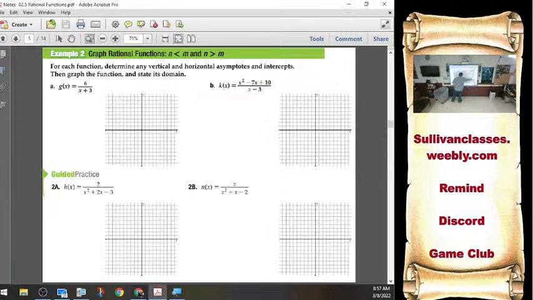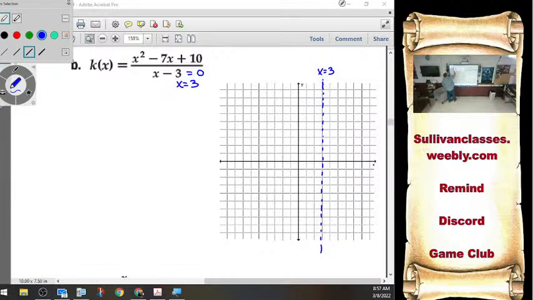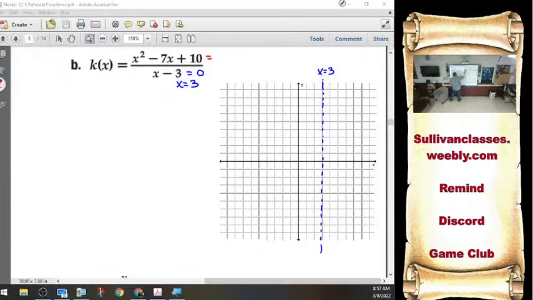Contestant 2. Set my denominator equal to 0. Got a vertical asymptote. What else can I find? X-intercept. If I set my numerator equal to 0, are there factors of a positive 10 that add up to a negative 7?